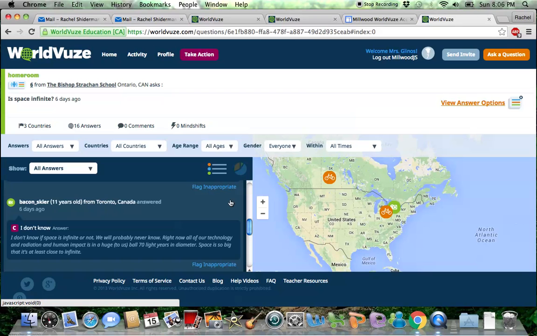I don't know if space is infinite or not. We'll probably never know. Right now, all of our technology and radiation and human impact is in a huge ball, 70 light years in diameter. Space is so big that it's at least close to infinite.